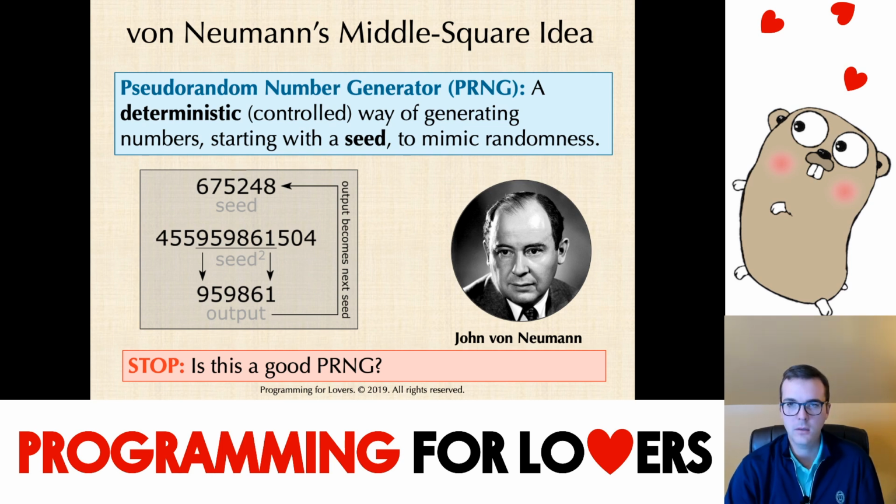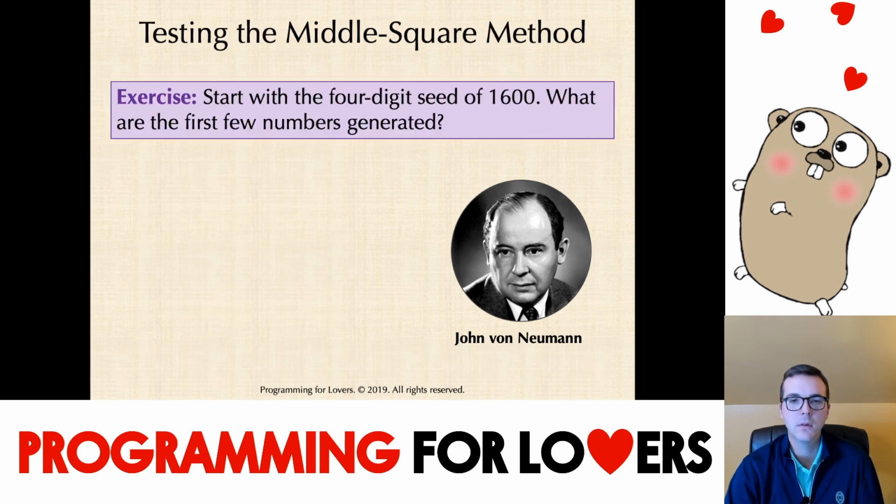And I could give a specific example to maybe illustrate this. So why don't you start with the 4-digit seed of 1,600? And so we're going to square that to be an 8-digit number and then take the middle 4 digits. And I'll pause just for a couple minutes to allow you to play around with this and see what you find are the first few numbers that are generated as part of this process.